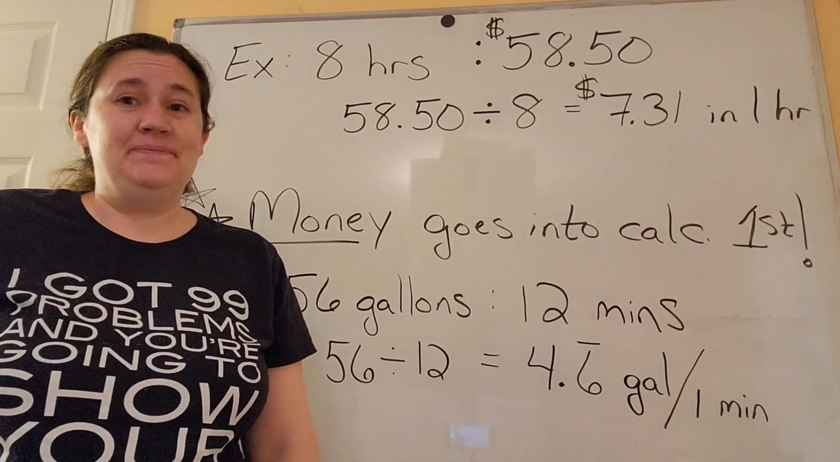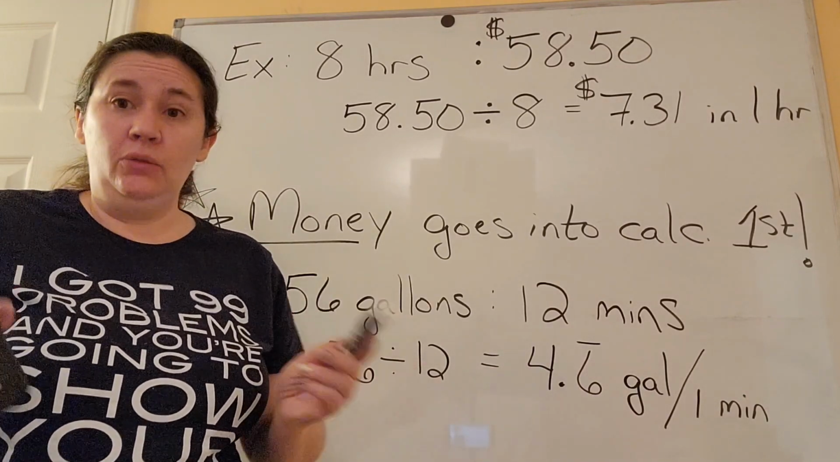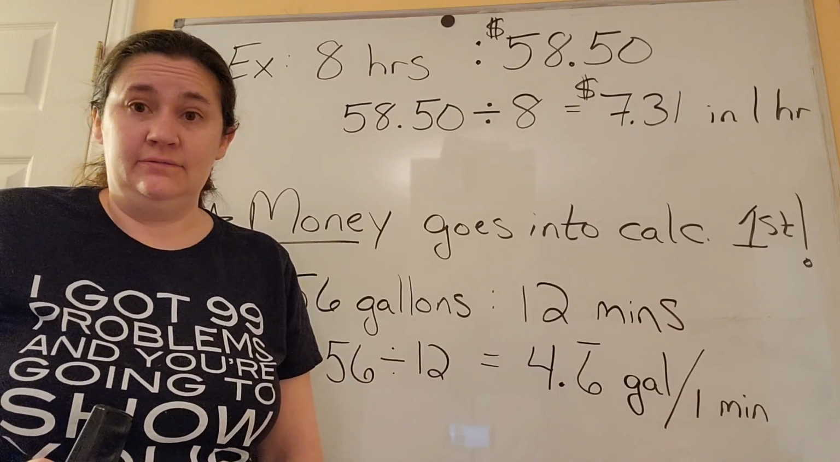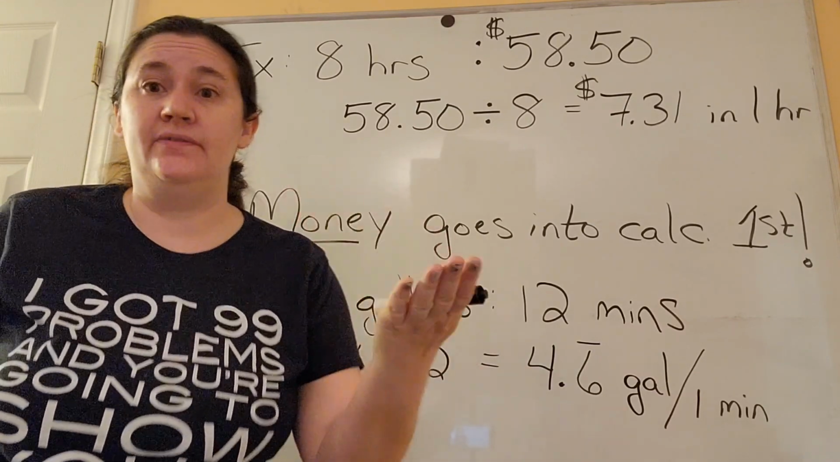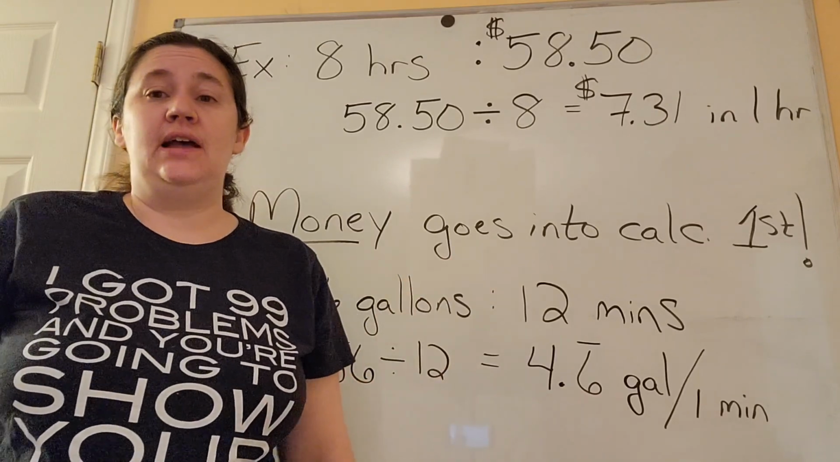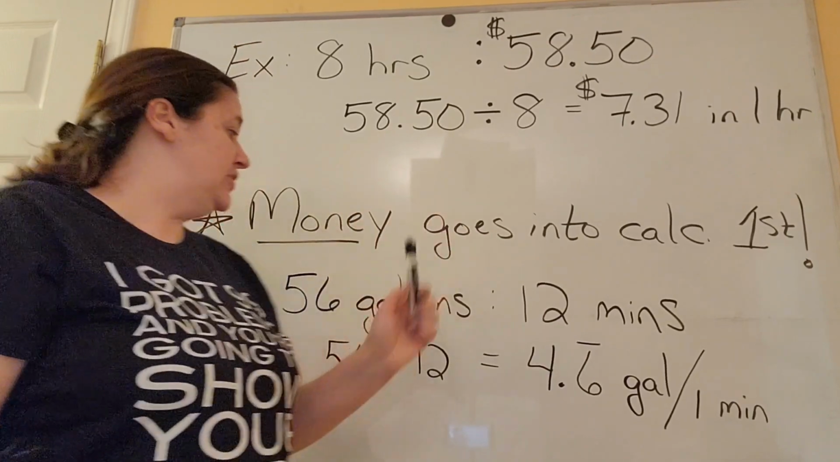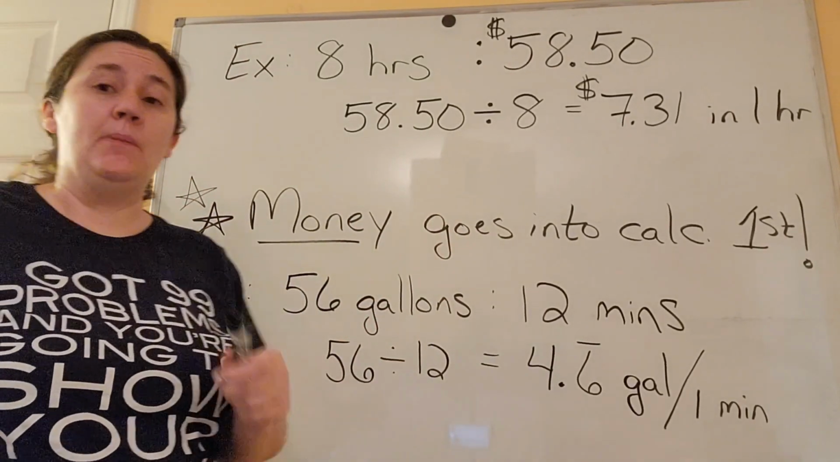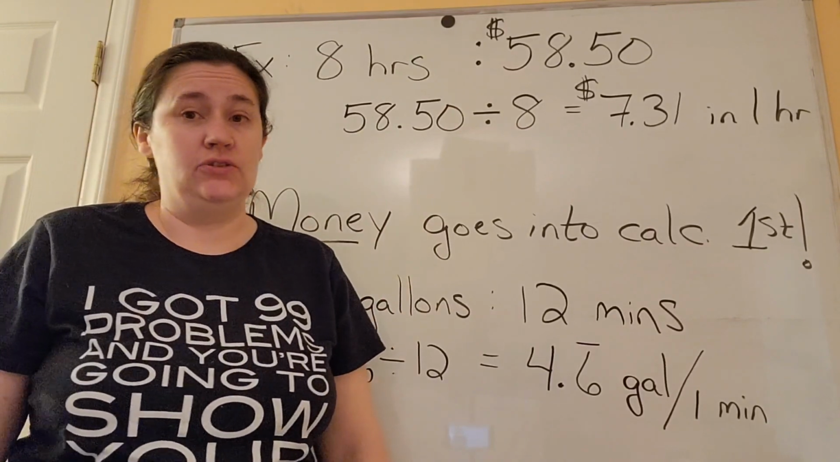All right, that is our lesson for today. That was pretty quick and simple. All we're doing today is dividing. You're going to have 2 numbers in each problem. You divide them. You just have to decide which number goes into your calculator first. Usually it's the first number, but if the problem involves money, make sure that money goes into your calculator first.